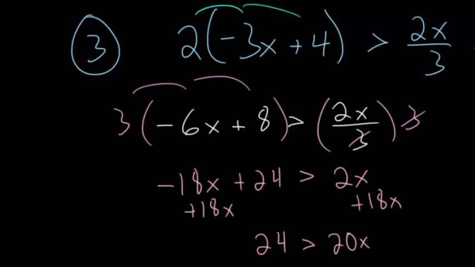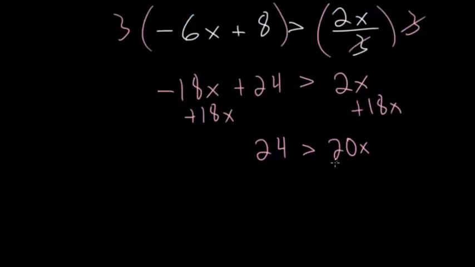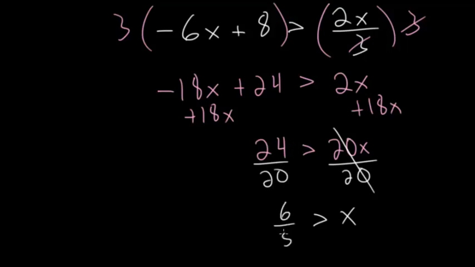And to finish off this problem, what we can do next is divide each side by 20. Since 20 divided by 20 is just 1, so we have 1x here, or just x. And 24 divided by 20, each of these numbers is divisible by 4. So we can divide them each by 4, and you get 6 over 5 is bigger than x.